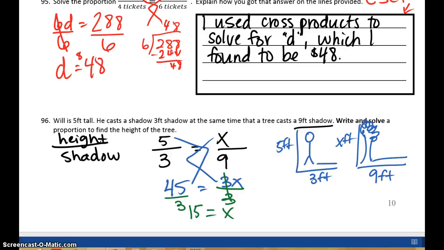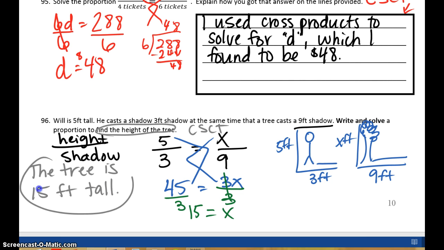While it is correct, I need to make sure I'm doing complete sentence, complete thought. So I'm going to go back and make sure I answer the question: write and solve a proportion to find the height of the tree. It's not actually flat out asking how tall is the tree, but that's really what we're trying to figure out. So what I would say is the tree is 15 feet tall. If I just left it as 15, that number doesn't really mean anything to me. I need to put it into context and put a unit with it. Since we're talking about height in feet, the tree is 15 feet tall. So that should be your final answer there.